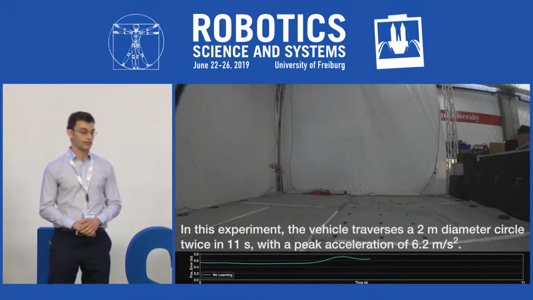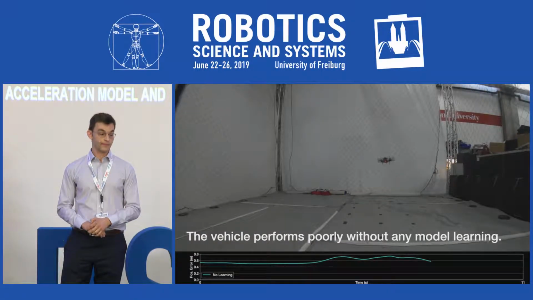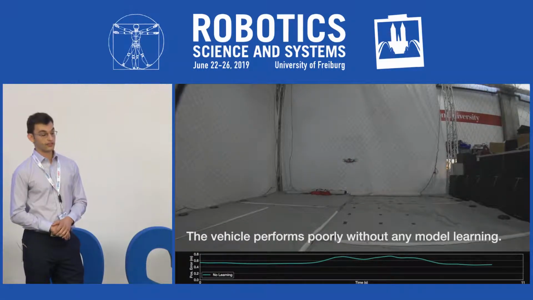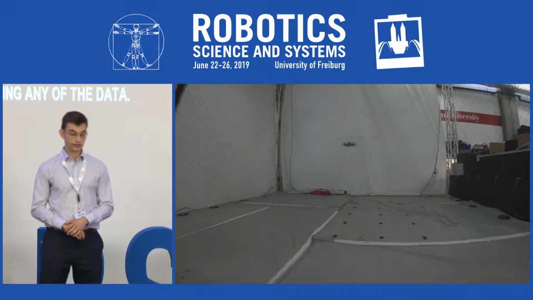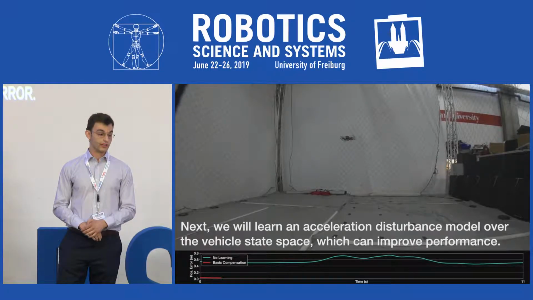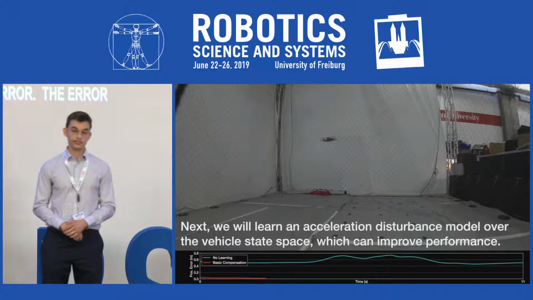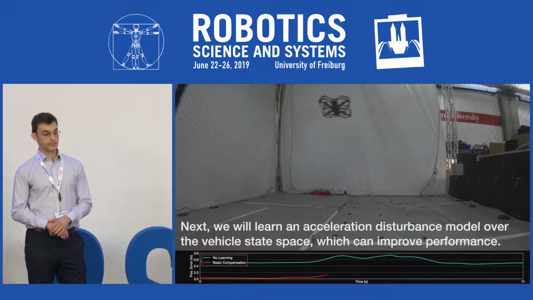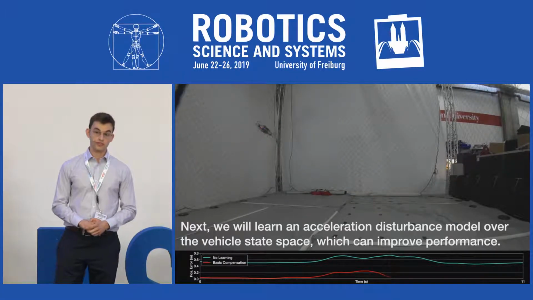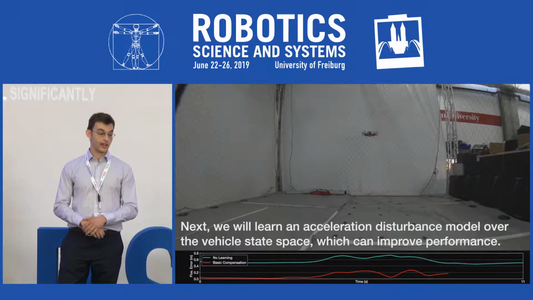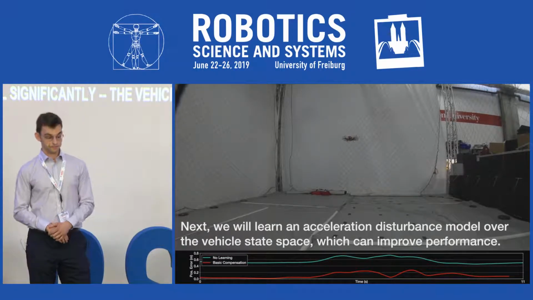And in this trajectory, the vehicle executes it without using any of the data. As a result, the vehicle achieves a high tracking error. The second trajectory is basic compensation, where the vehicle uses the learned model to correct the orientation of the vehicle. While this improves the performance significantly, because higher order orientation references are not corrected, the vehicle still reaches high error, reaching above 20 centimeters in error.